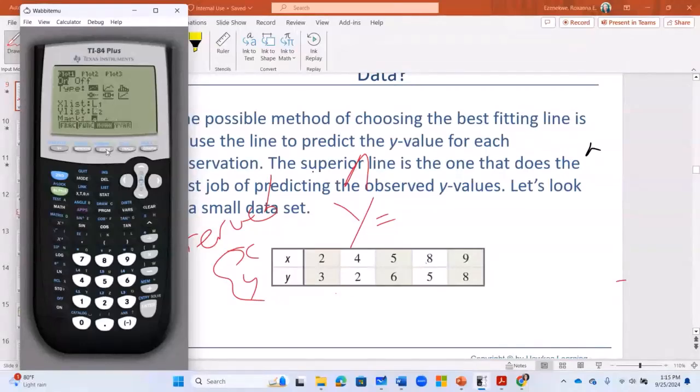Zoom 9. Whenever I try to zoom 9 and I have this argument, I'll second quit. So don't think your calculator is broken. No, just second quit. Zoom 9.